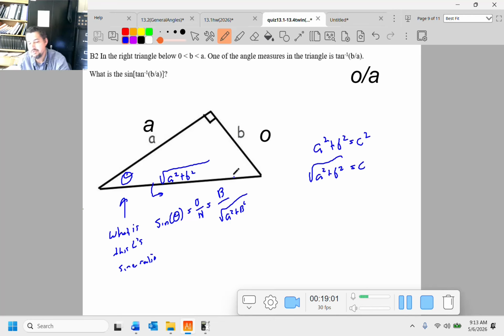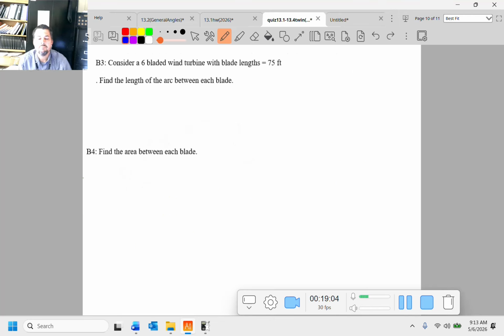That's your answer. It's actually a really easy problem. All right, bonus 3. Consider a 6-bladed wind turbine with blade lengths of 75 feet. There's some formulas here that I didn't teach because I ran low on time with you all this year, so that's why they're bonus questions.